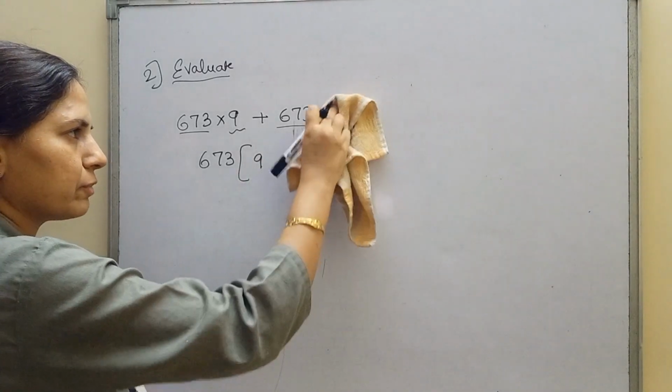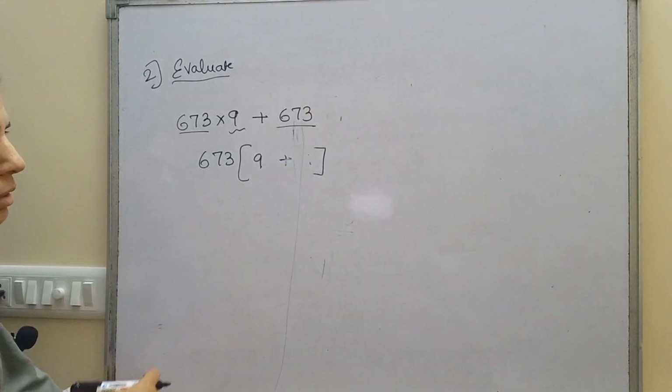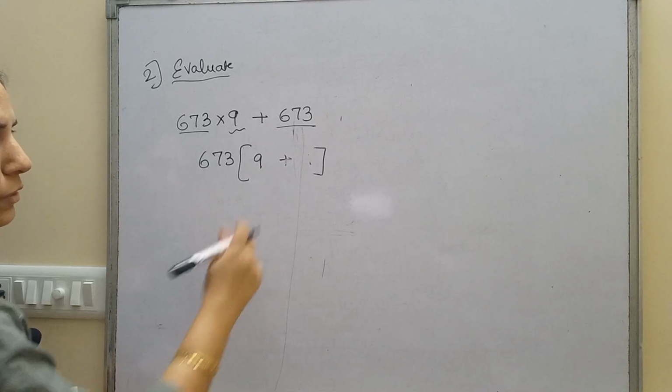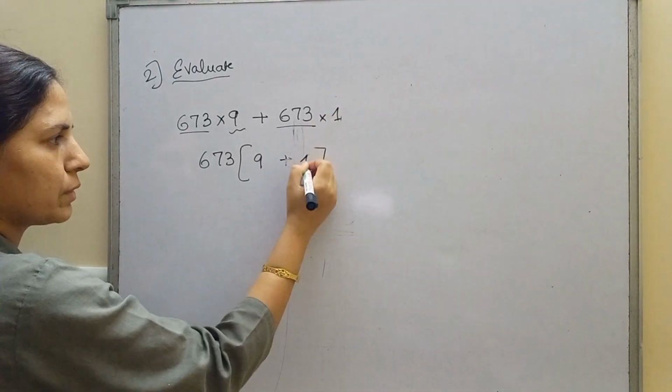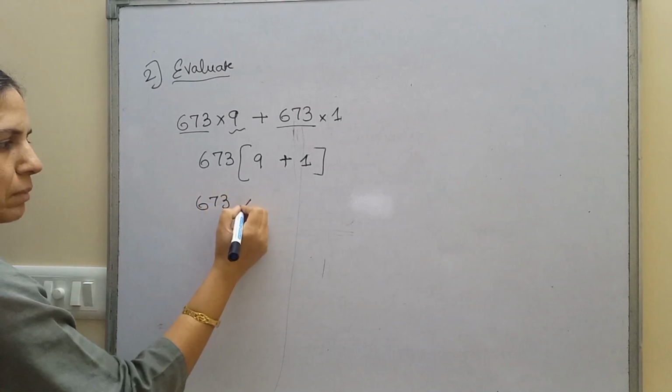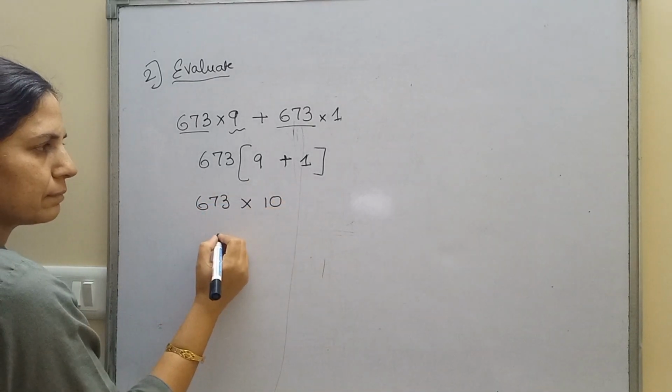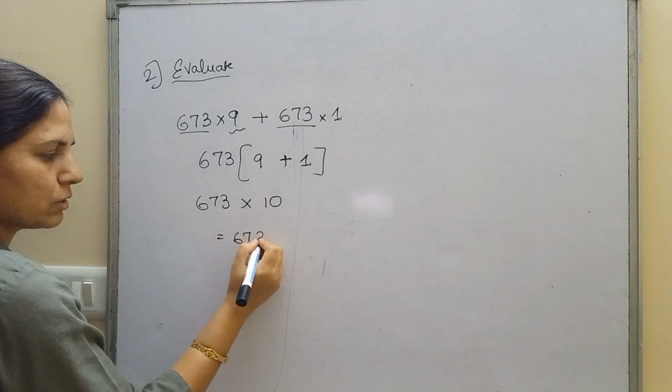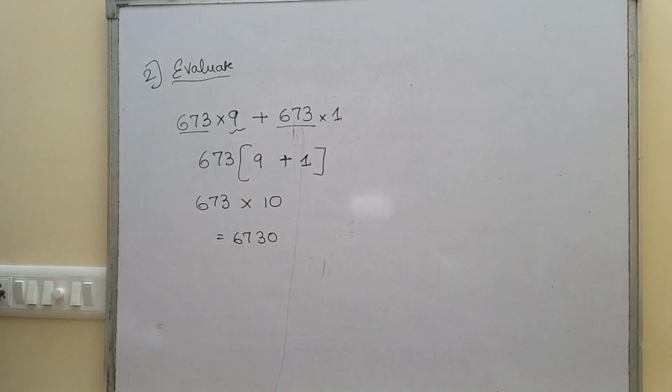If nothing is left here, you have to write here 1. So, 673 multiplied by 10, which is 6730. Easy?